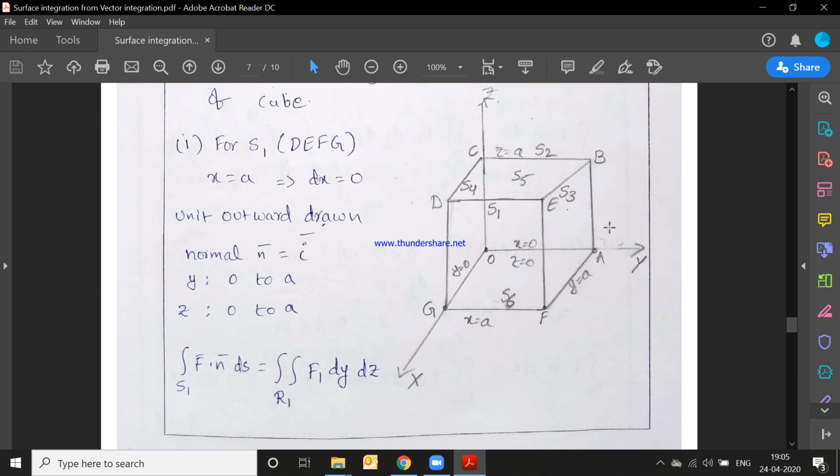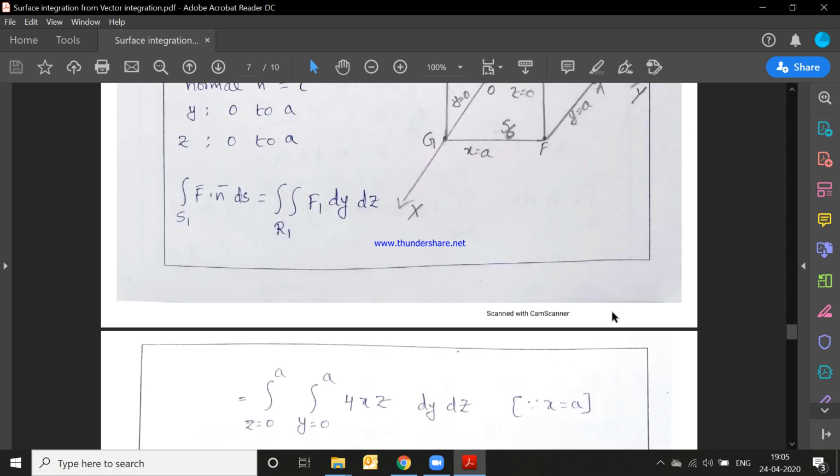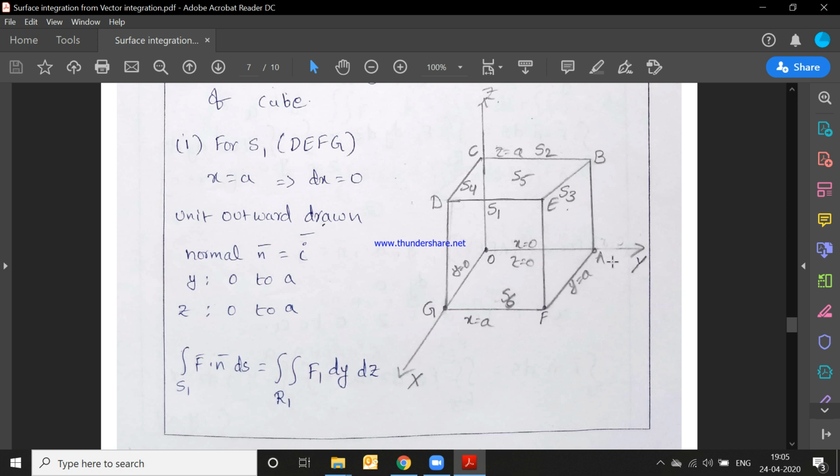Opposite face of S1. So this is S1. So opposite face is OABC. So that is S2. So then S2 at x is equal to 0. So S1, S2 we are talking with the x plane. So that's why this plane is at x is equal to a, this plane at x is equal to 0. That's why that is the opposite side of the x. So that's why n bar value is minus i bar.